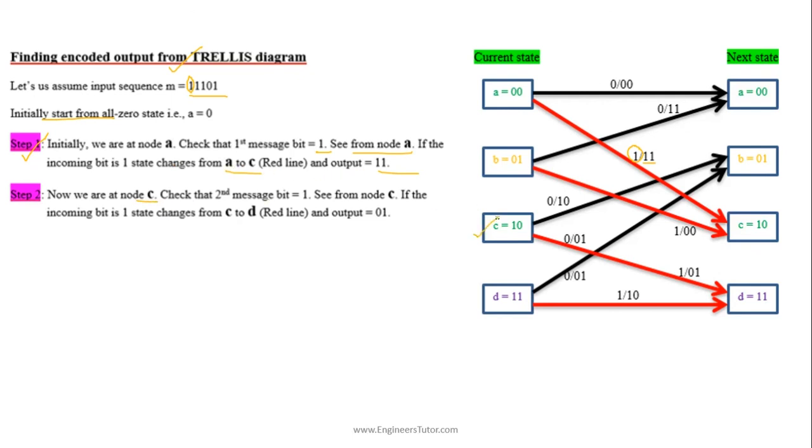We are in node C. See the next incoming message bit. It is again 1. See from node C, it will be 1. Suppose see this one. This will be 1. So the output will be 0, 1.